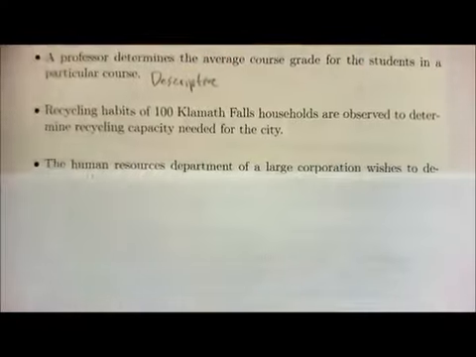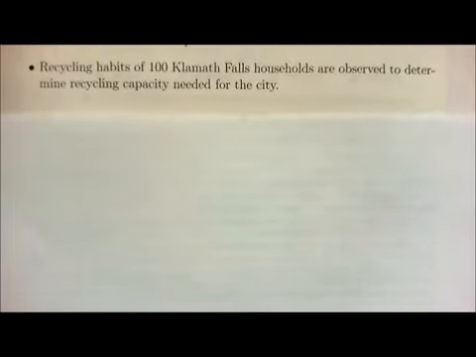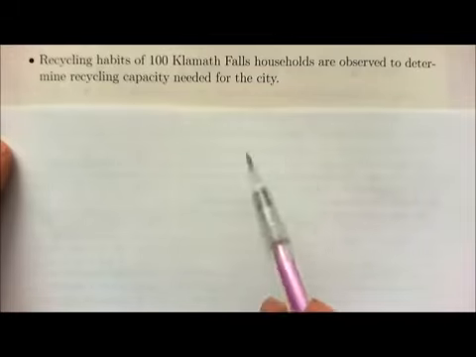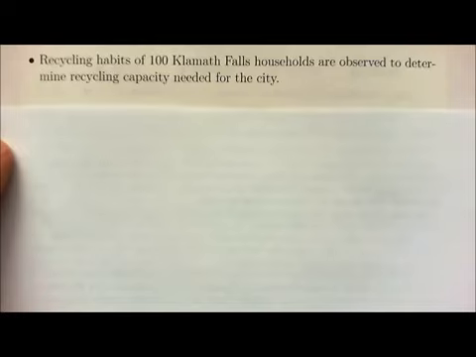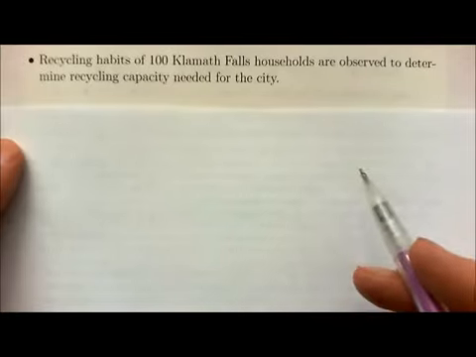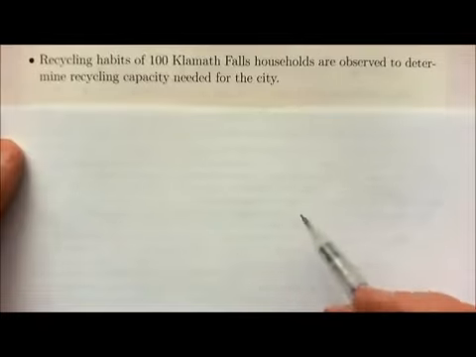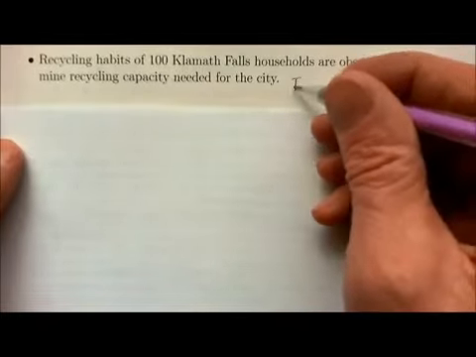And for our last example, suppose that maybe the folks from waste management are looking at recycling, and they study the recycling habits of 100 Klamath Falls households. They observe their recycling habits, and they do this in order to determine recycling capacity needed for the entire city. So in this case, they're looking at the entire city, but they're basing whatever they decide on these 100 households. So in that case, the 100 households is a sample. The population would be all the households and perhaps businesses as well in Klamath Falls. And so we're determining from a sample, so that's inferential statistics.